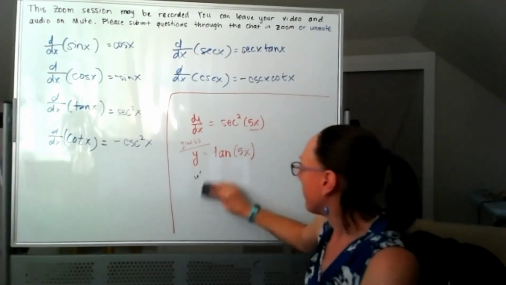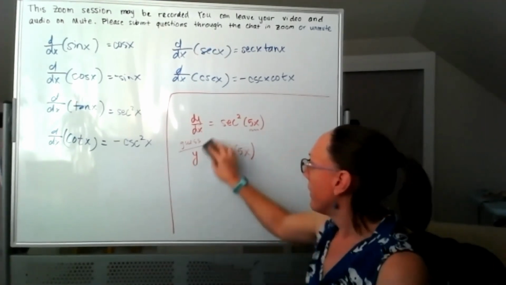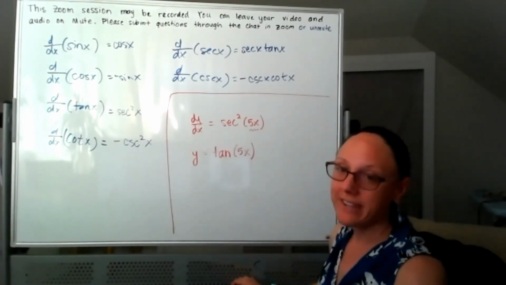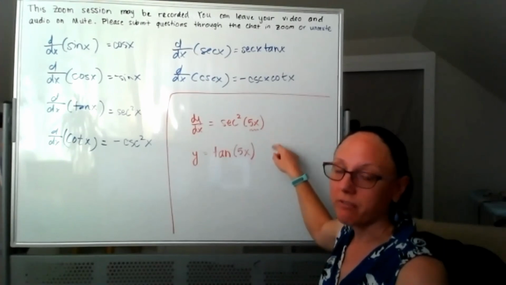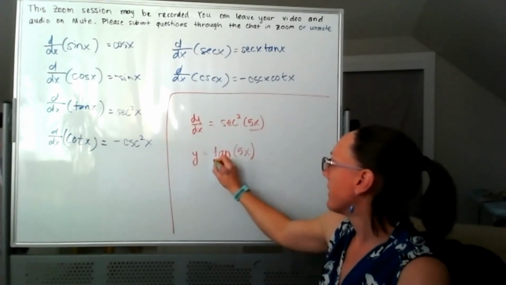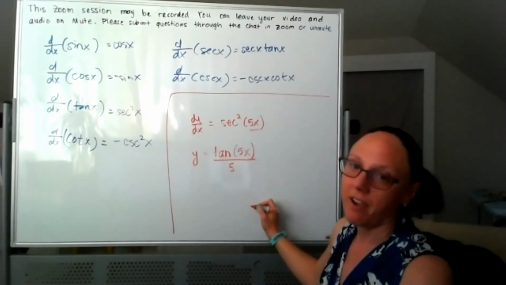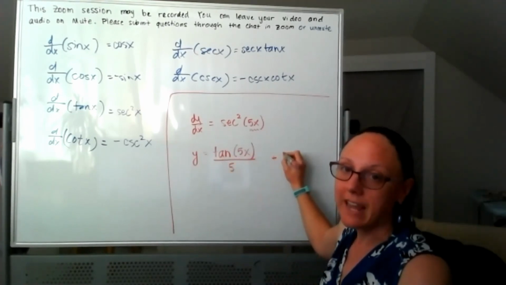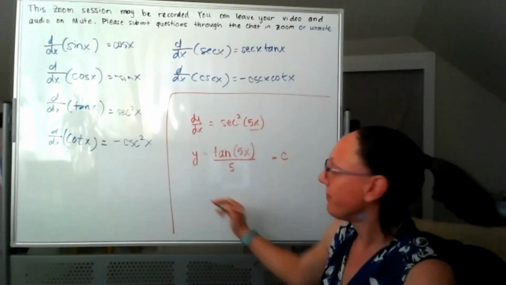So it turns out that the correct antiderivative for secant squared of 5x is tangent of 5x divided by 5. And then we're going to remember to add the plus c for a constant.